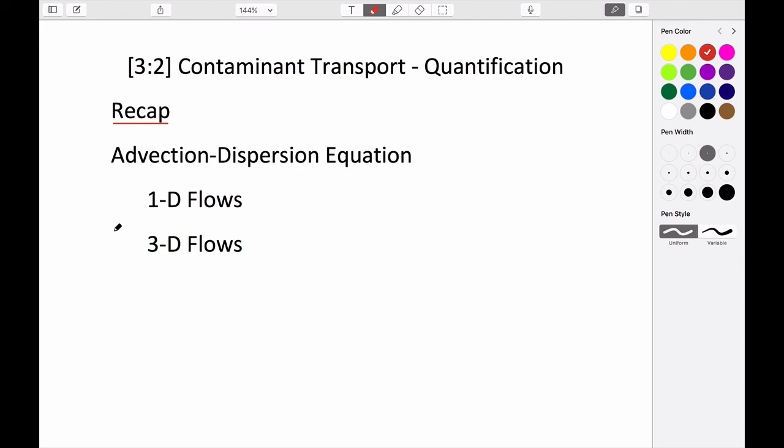And so, just by way of recap today, maybe we'll talk a little bit about that, just to pull out the important components. And then we'll go on to talk about some methods of being able to define solutions that are slightly more accurate for both one-dimensional flows, as we talked about in schematic form last time, and also for three-dimensional flows to represent real aquifers. So that's our plan today.